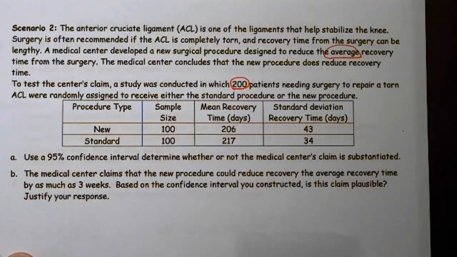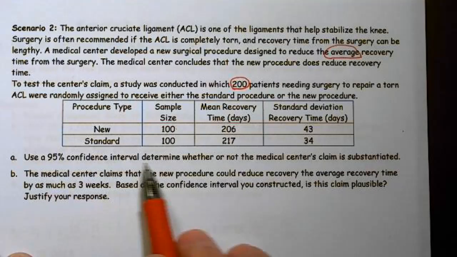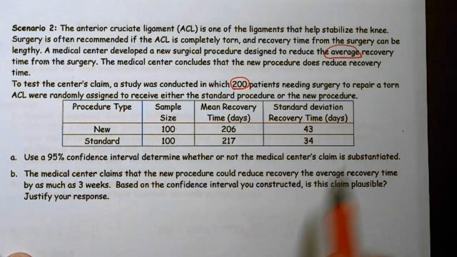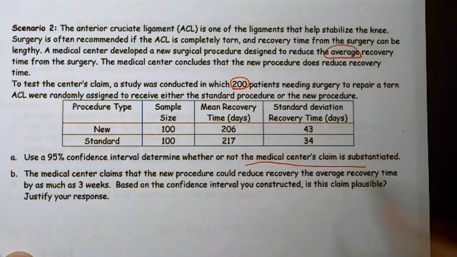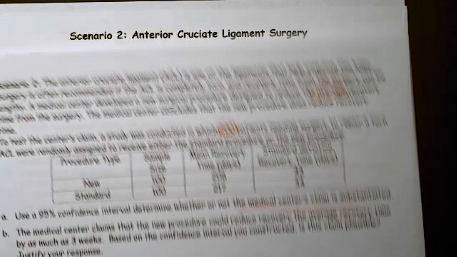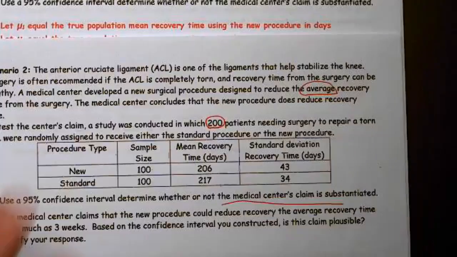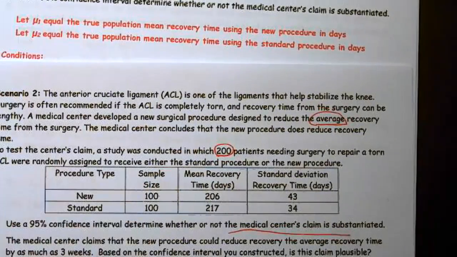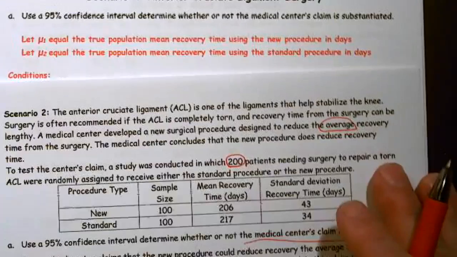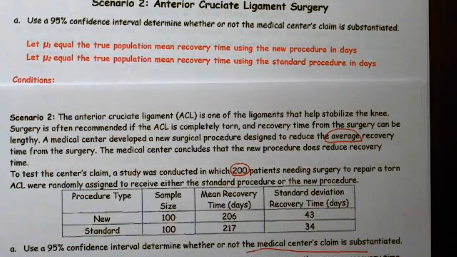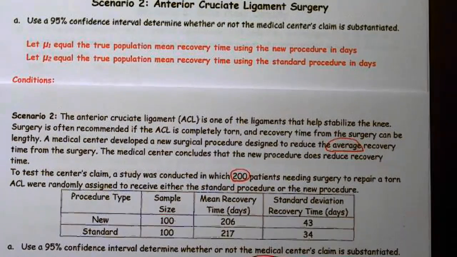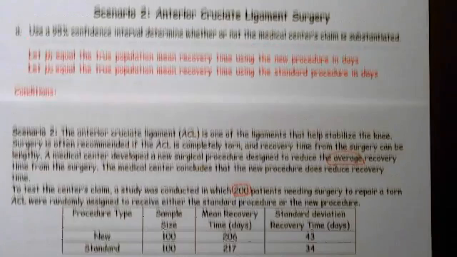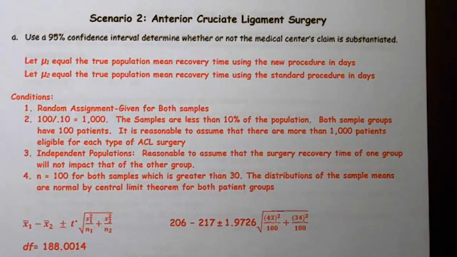And what they want us to do is use a 95% confidence interval to determine whether or not the medical center's claim is substantiated. All right. So let's look at what we need to do. Well, the first thing we do is we're going to need to define our parameters. So let mu1 equal the true population mean recovery time using the new procedure in days. All right. And let mu2 equal the true population mean recovery time using the standard procedure in days.